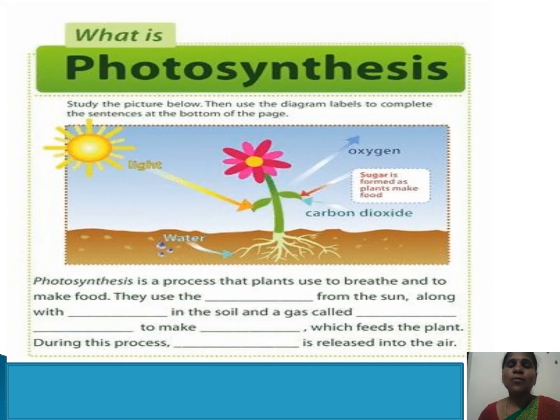Let me summarize the points we have discussed now. We discussed green plants, the process of photosynthesis and its main components, the definition of photosynthesis, and the leaf, its structure, and the functions of the leaf. So now complete this worksheet. Study the picture below, then use the diagram labels to complete the sentences at the bottom of the page. So complete this worksheet. Hari Om.